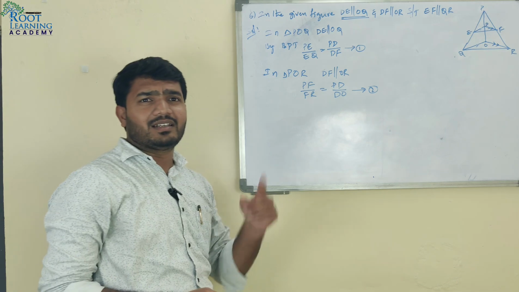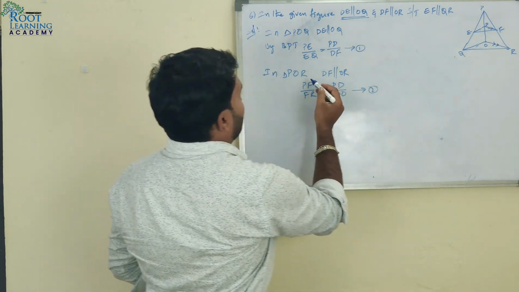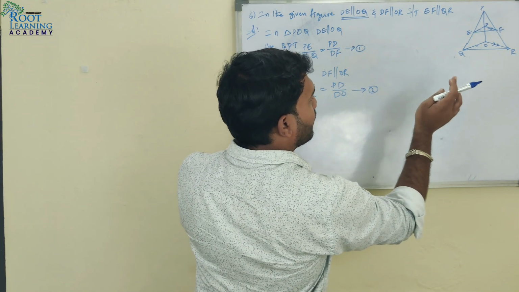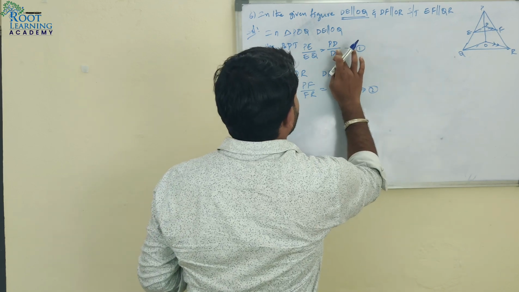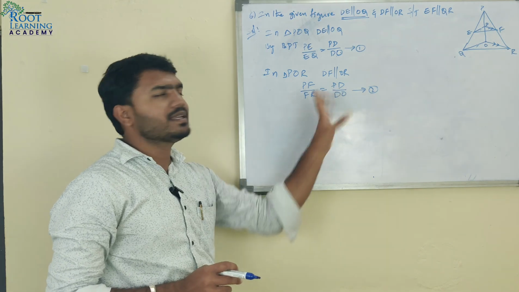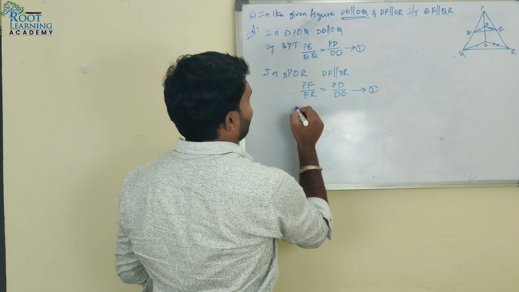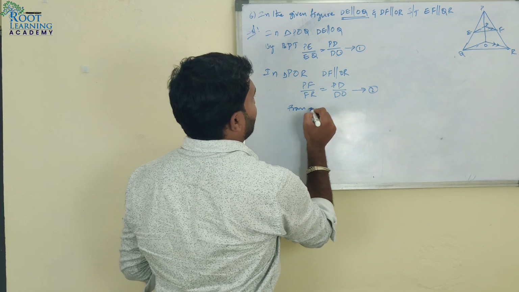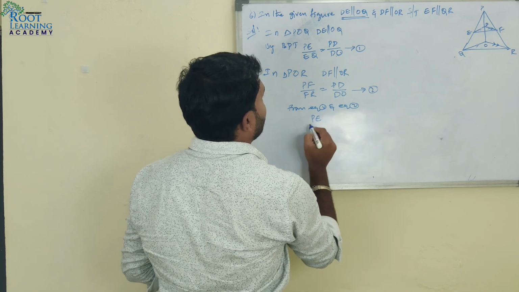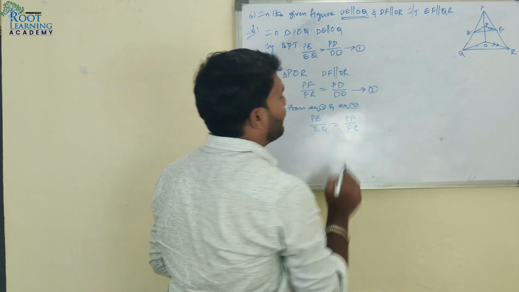Like what we have discussed in the last question, the same thing. RHS are same here. Sorry, here we'll get PD by DO. Little mistake. PF by FR is equal to PD by DO. Both the RHS are same. So in that case, our LHS is also same. So from equation 1 and equation 2, here we'll get PE by EQ is equal to PF by FR.